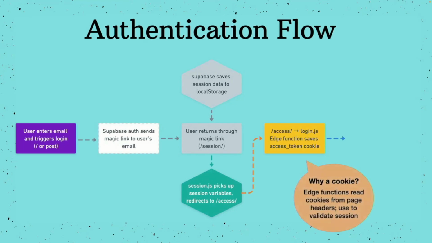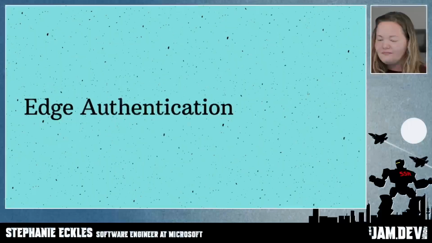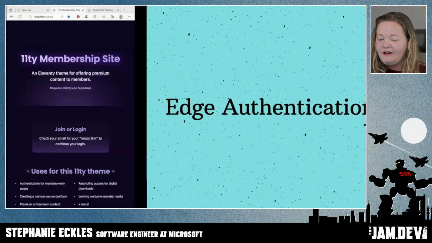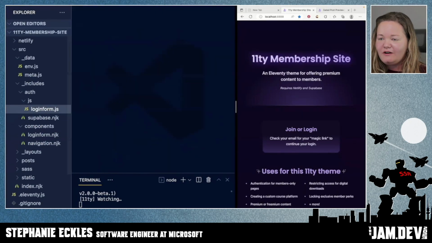Why a cookie? Well, as I mentioned earlier, edge functions can read cookies from page headers. So that's how we're passing client-side data into our edge function. And so we'll be using that to validate their session. And once all that happens, this is all just their initial login process, the user will be redirected to the originating page, so the page they triggered that initial login from. Cool. So let's move on and show the different steps that we're going to incorporate to get that edge authentication.